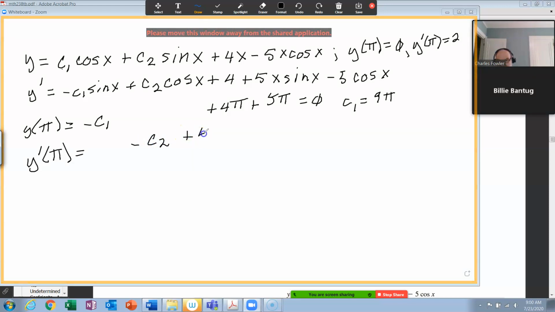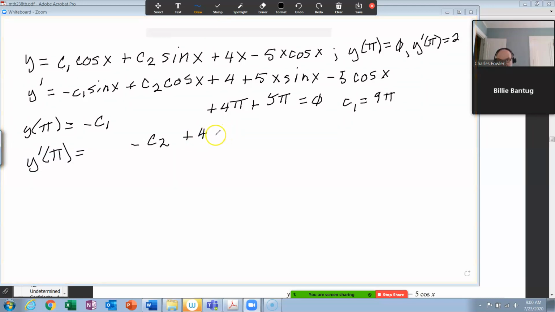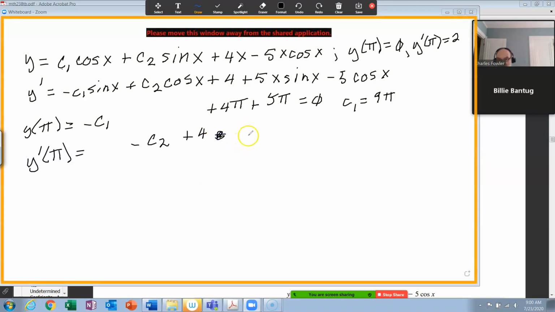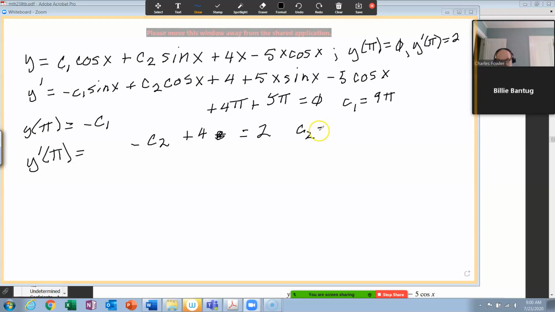Plus 4. Plus, well, wait a minute. What is sine of pi again? 0. So this term completely goes away. Okay, so now we have, and this is equal to 2 from your second initial condition. Well, let's move the C2 to that side and subtract 2 from this side, and you get C2 is equal to 2, if I did it right.